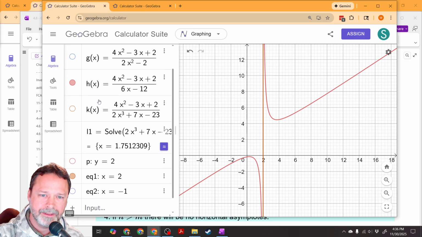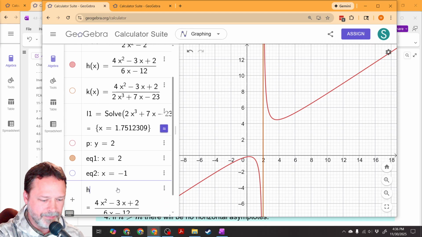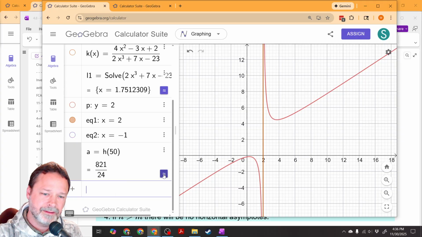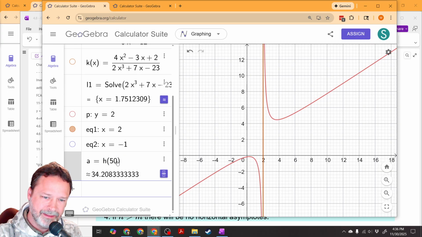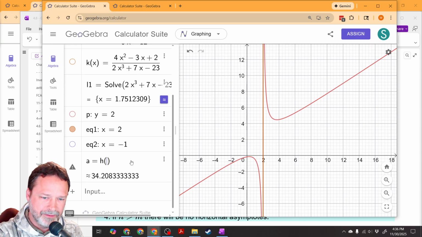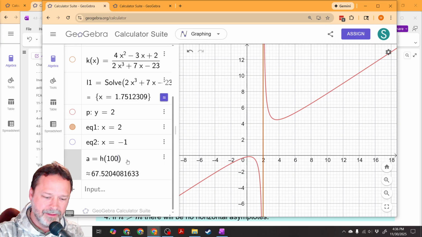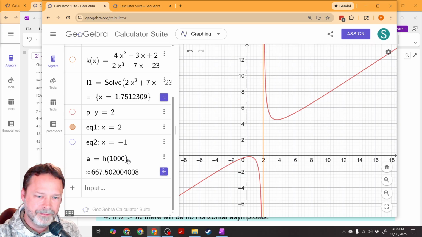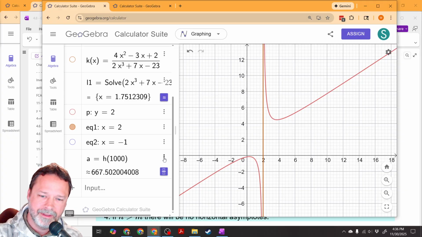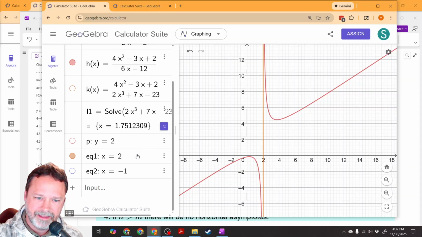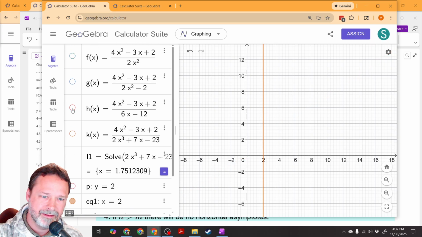As values get really big in h, they just get bigger and bigger. So h of 50 is 821, or well, anyway, it's 34-ish. H of 100, 67. It's just going to get larger and larger. Every time we plug in a bigger number, this gets bigger and bigger. We get no horizontal asymptote, because remember, a horizontal asymptote is the value we're approaching at large values for our function. So that's not working. All right.